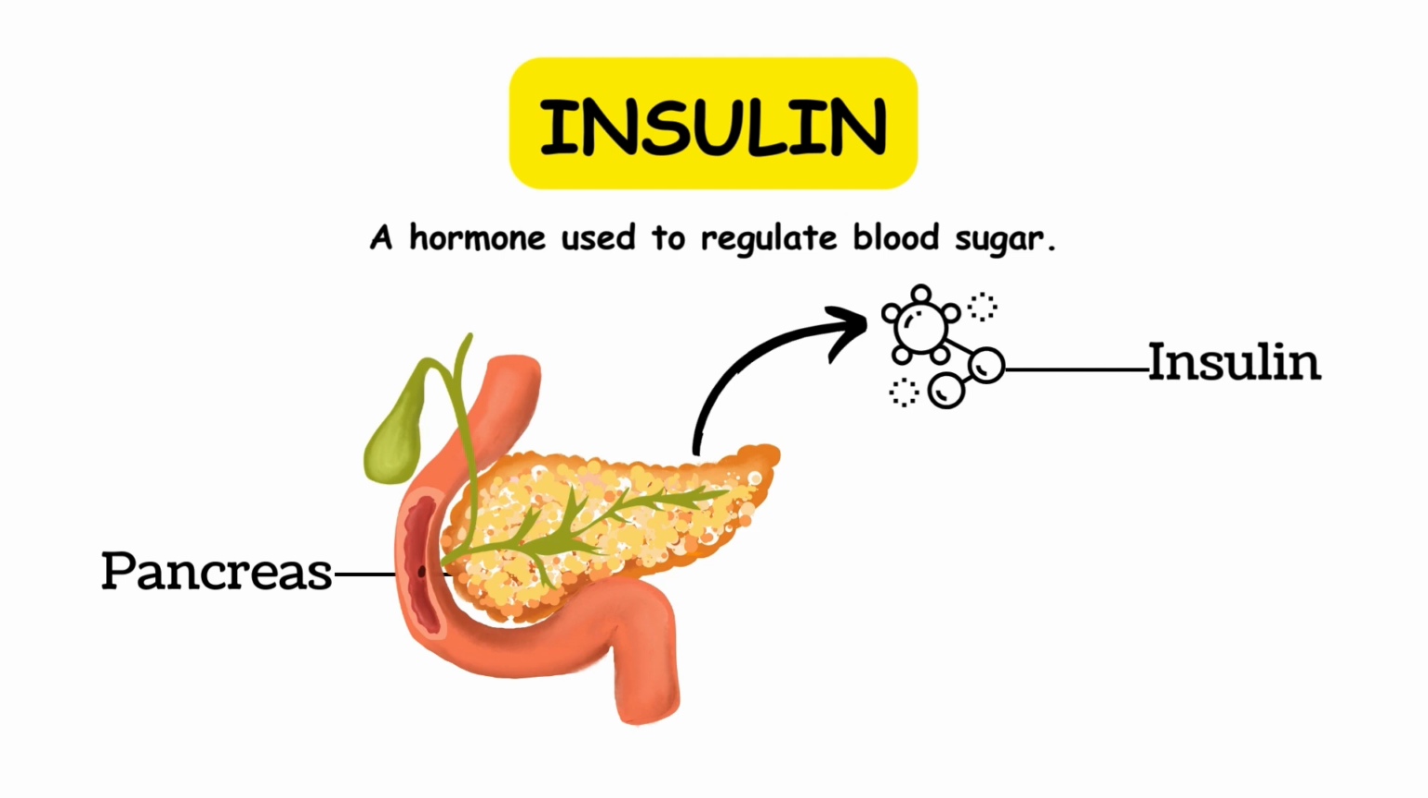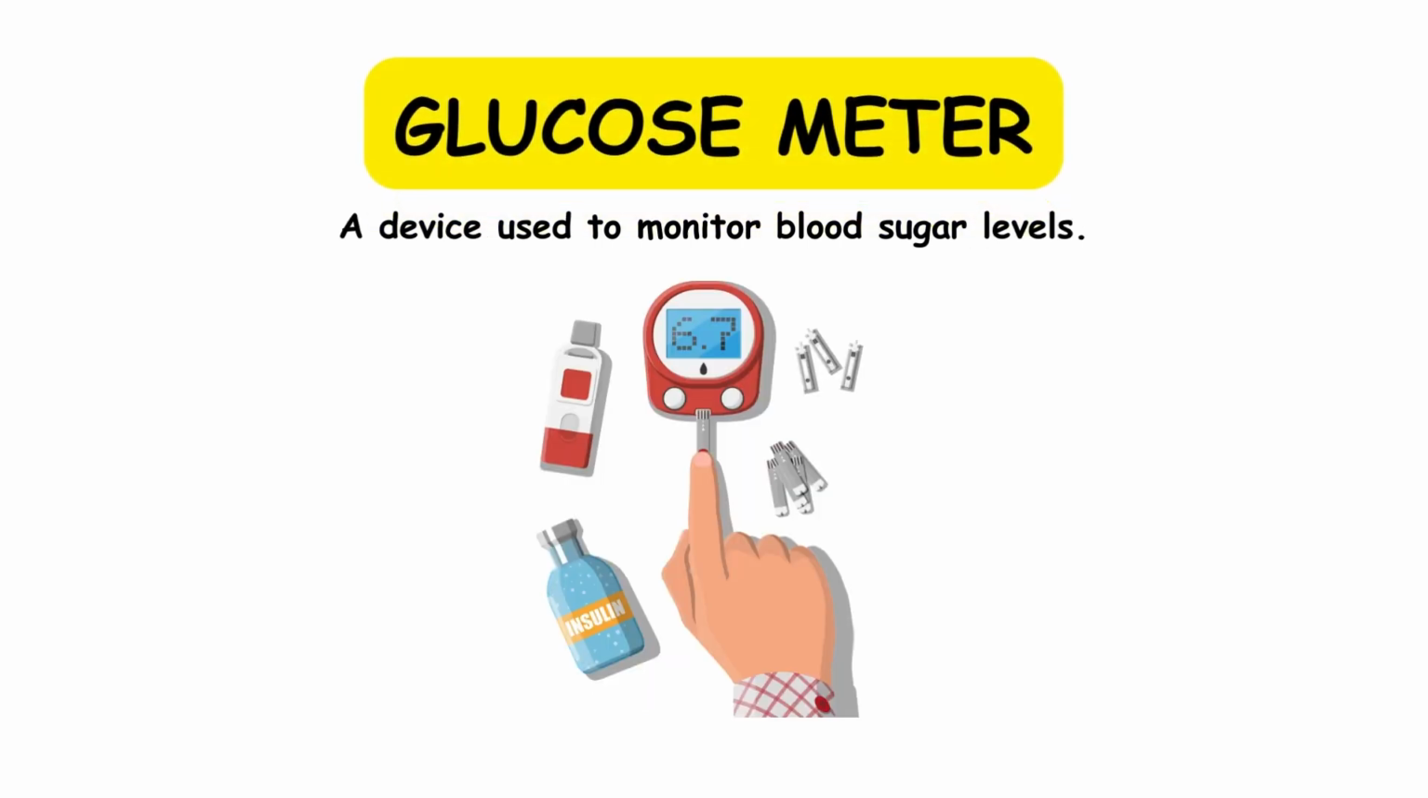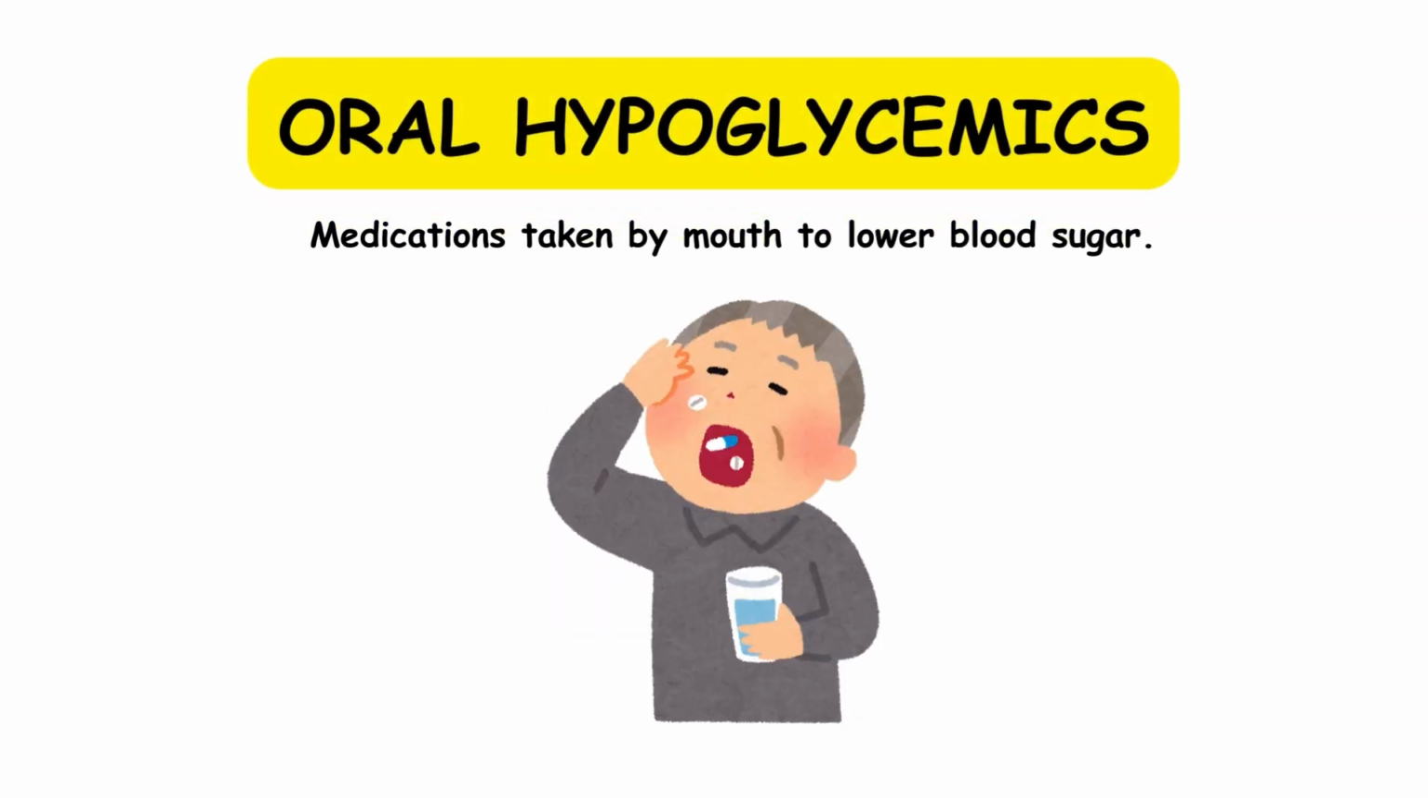Insulin, a hormone used to regulate blood sugar. Metformin, a medication used to control blood sugar in type 2 diabetes. Glucose meter, a device used to monitor blood sugar levels. Oral hypoglycemics. Medications taken by mouth to lower blood sugar.